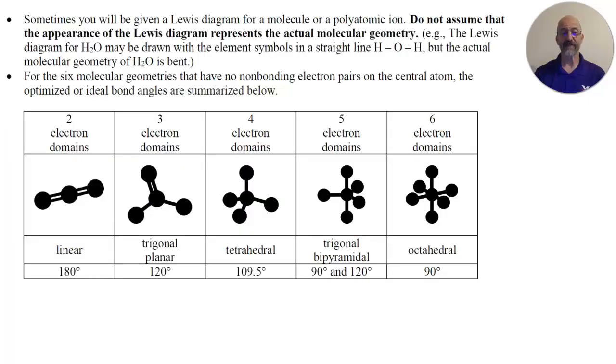All right, my next piece of advice says, for the 6 molecular geometries that have no non-bonding electron pairs on the central atom, the optimized or ideal bond angles are 180 degrees for linear, 120 for trigonal planar, 109.5 for tetrahedral. For trigonal bipyramidal, it's either 90 degrees or 120 degrees. And then for octahedral, all bond angles are 90 degrees.